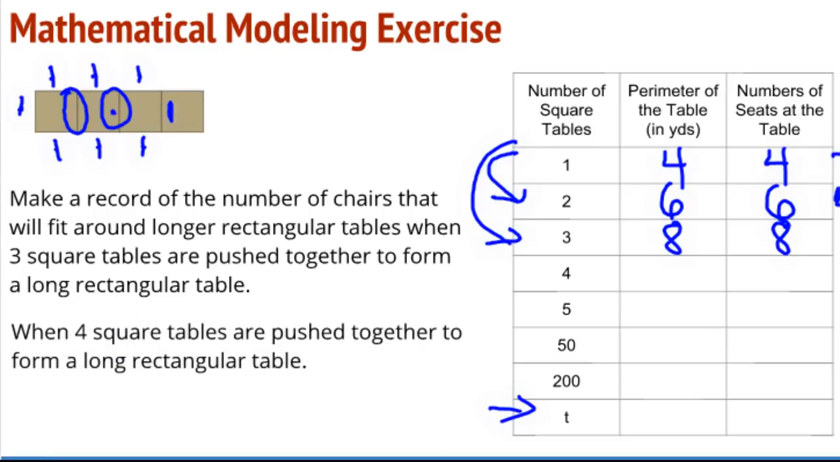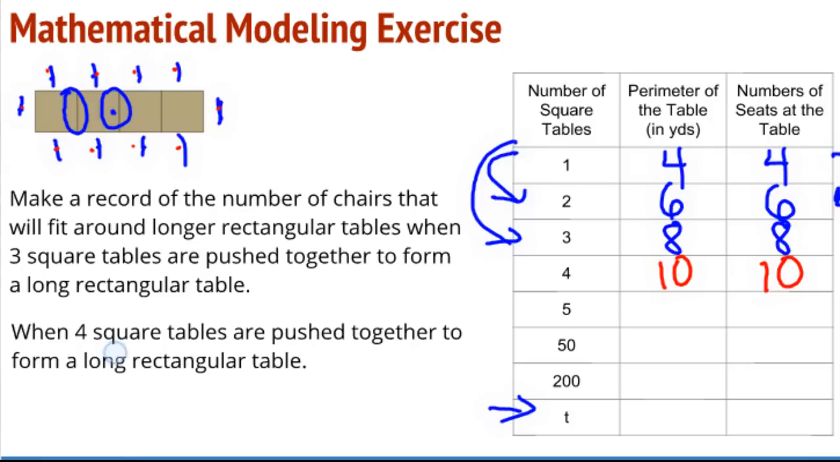So what happens when we have 4 pushed together? Well, this person on the end is going to get bumped down again. And you'll notice that we've got 2 more seats there. So with 4 tables, I've got 1, 2, 3, 4, 5, 6, 7, 8, 9, 10. 10 people and a perimeter of 10.